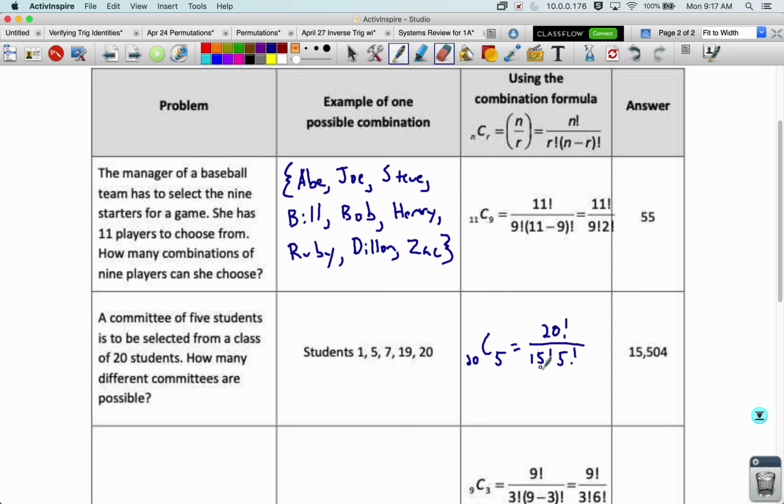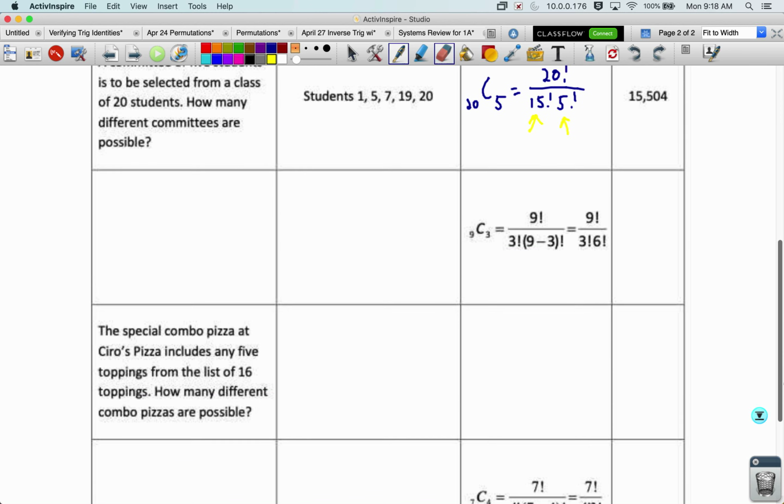A good check on this is that these 2 numbers always add up to this. I always think of it as these are the 5 that are in the committee, these are the 5 that are left out. And we can double check that that's right. 20 factorial, press enter, divided by, in parentheses, 15 factorial times 5 factorial equals 15,504. Yep.